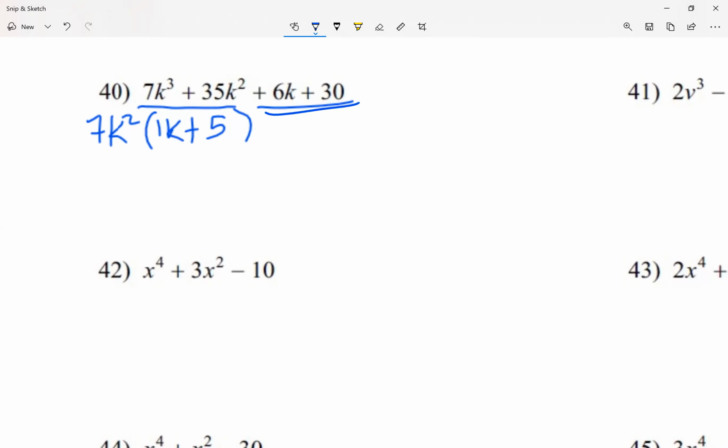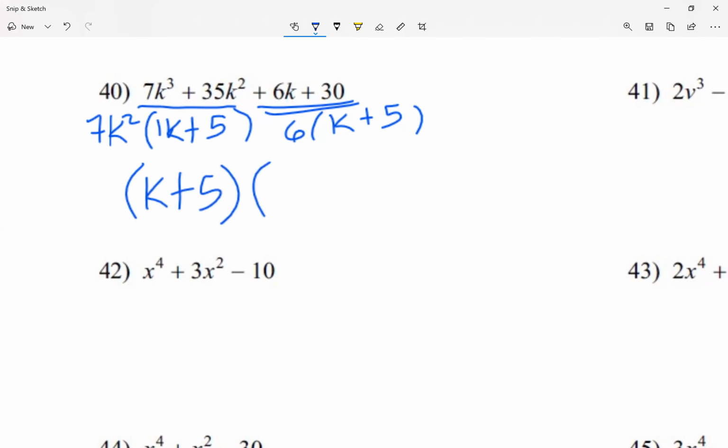Let's take a look at my last two terms. Number-wise, 6 and 30, I can divide each by 6. There's no letter, so I'm just going to divide each by 6. So 6k divided by 6 is just 1k plus 5. Okay, so one of my parentheses I wrote as 1k plus 5. The other parentheses I wrote as k plus 5. That's still the same thing, right? So my factors, one of them is going to be k plus 5. And the other one's going to be 7k squared plus 6.